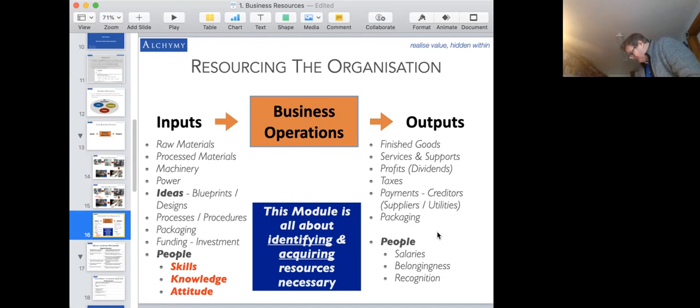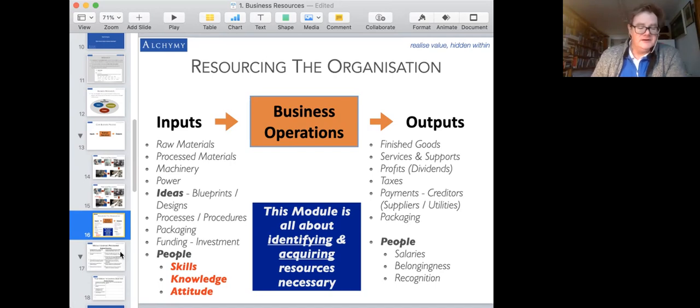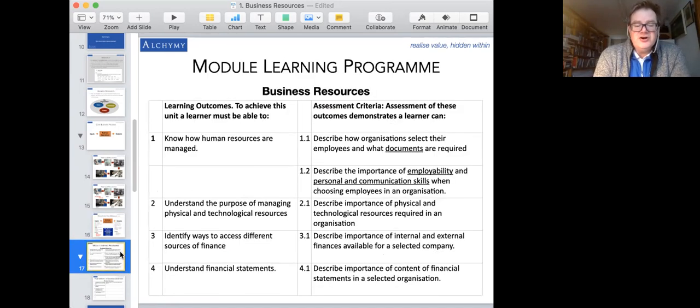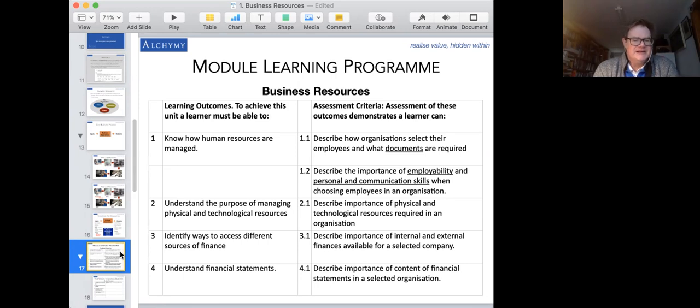So our job when we look at this module is to consider all of that, and to know how human resources are managed. So we're going to start off tomorrow by talking about the human resources aspect. So how do we select employees, and how do we go through that process? What are we really looking for? We also then want to talk about the managing of physical and technological resources. So we're into the technology age now, so it's much more about technology and systems, not just a hammer or a screwdriver or a saw. It's about technology and physical resources.